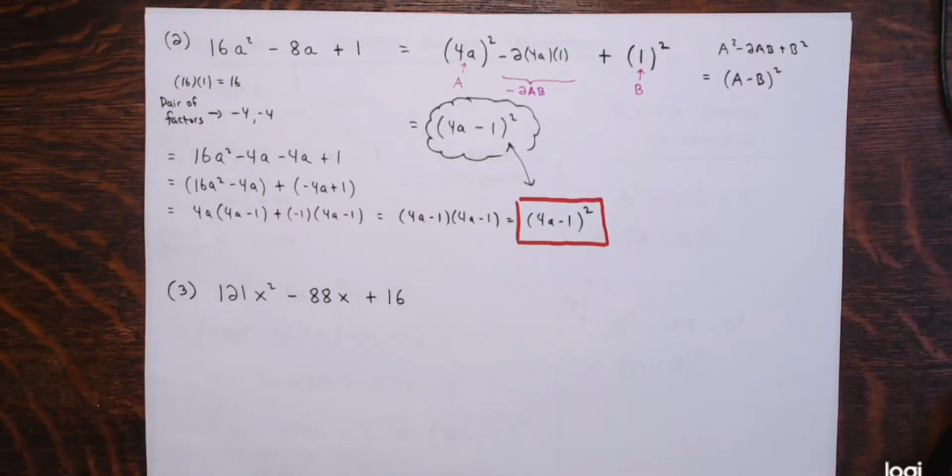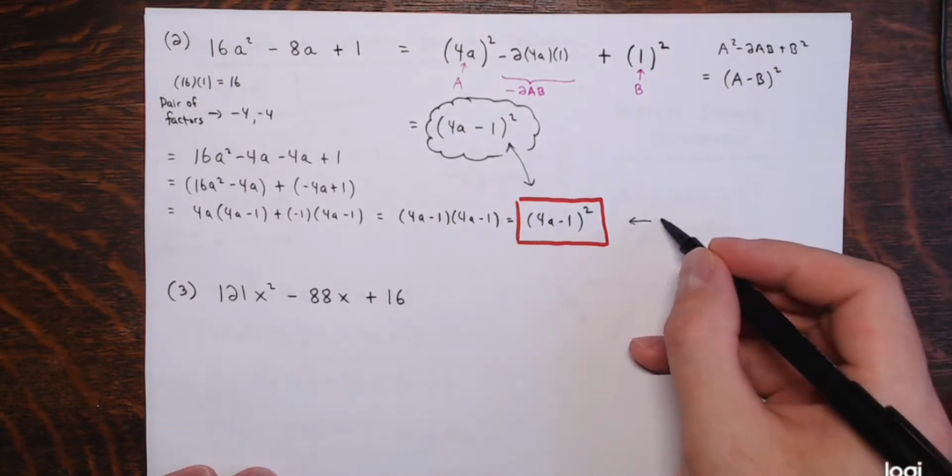Wonderful. So that's what I'm going to do with the next ones. You can factor all of these by grouping. But if you recognize right away that it's a perfect square trinomial, it'll be able to be factored much faster.